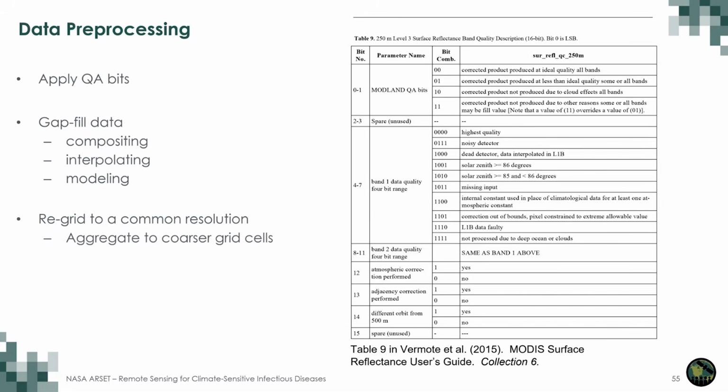So we aggregate data to coarser grid scales. We downscale data to finer grid cells. And again, multiple approaches are possible. Consider what works best, what makes the best sense for your case.